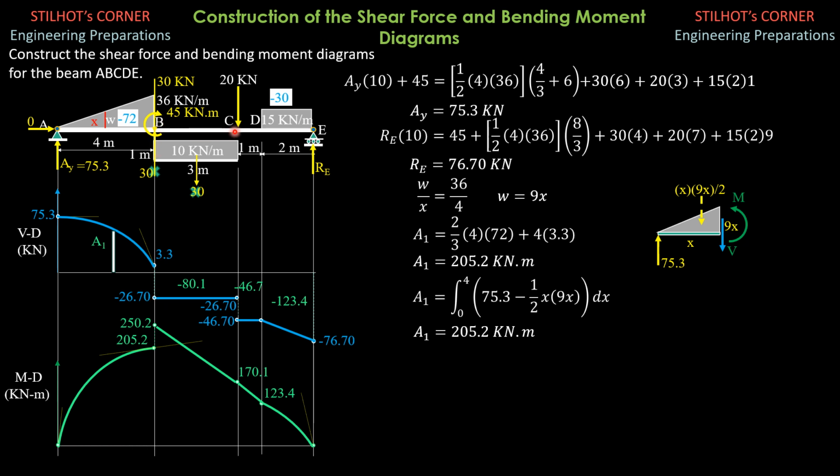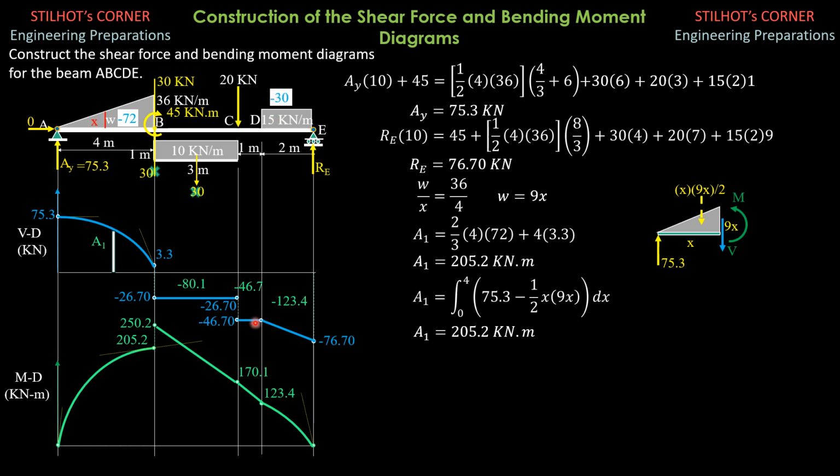Then between B and C, there's no load, so the shear force is constant, negative 26.7. Then at C, there is a downward force of 20, so negative 26.7 minus 20 is negative 46.7. Between C and D, there's no load, there's no change in shear, so it's just horizontal. So this remains negative 46.7. And between D and E, there is a load. So the area is negative 15 times 2, so negative 30.